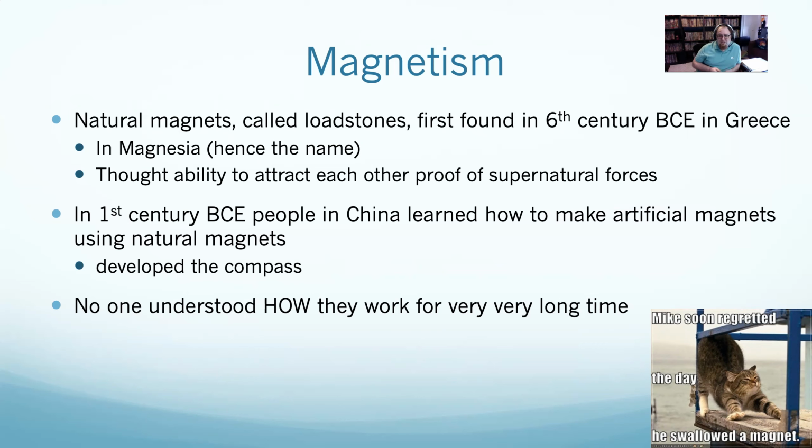Around the 1st century BCE, so a good 500 years later, people in China learned how to create magnets. And they realized that if they took a natural magnet and held it up against a piece of metal long enough, they could make their own magnets. And they used this and developed the first compass.